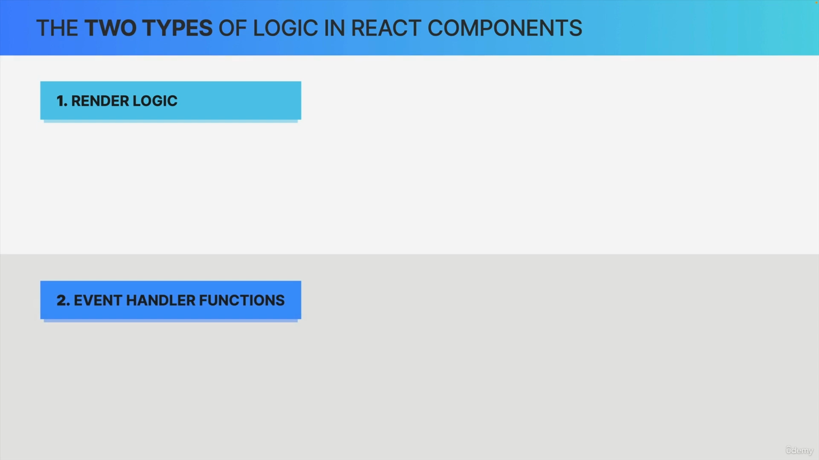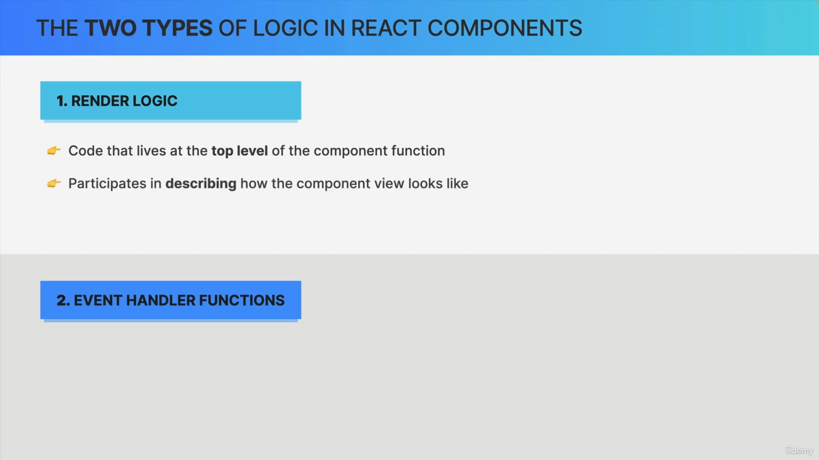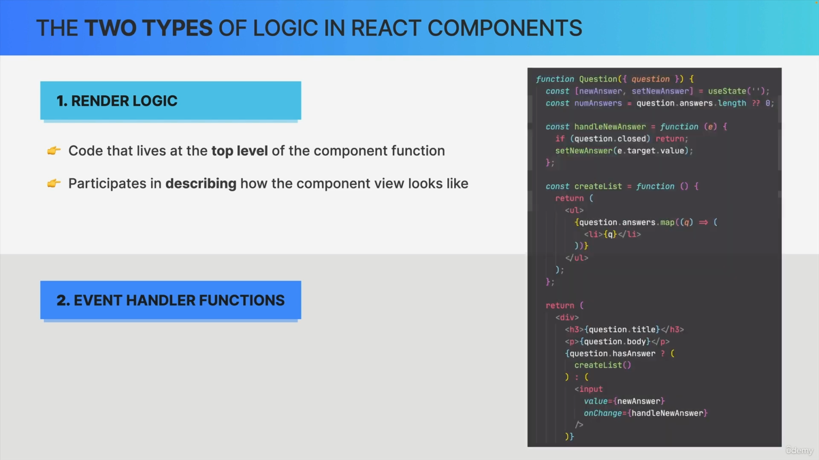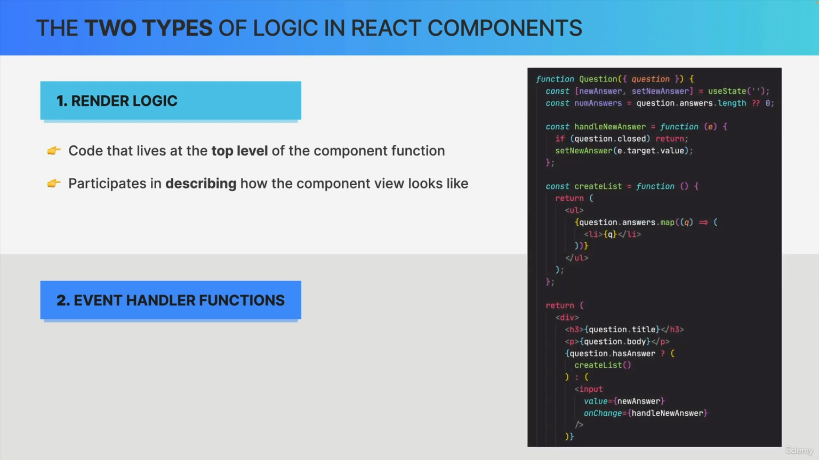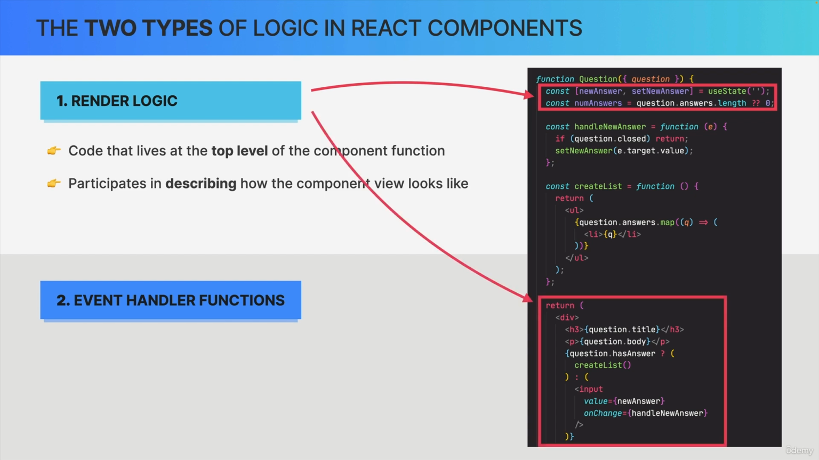So render logic is basically all the code that lives at the top level of your component functions and that participates in describing how the view of a certain component instance should look like. So in this code example, there is a lot of render logic. So we have these two lines of code at the top level, and then also the return block where our component returns its JSX. So these describe exactly how the component will be displayed on the screen.